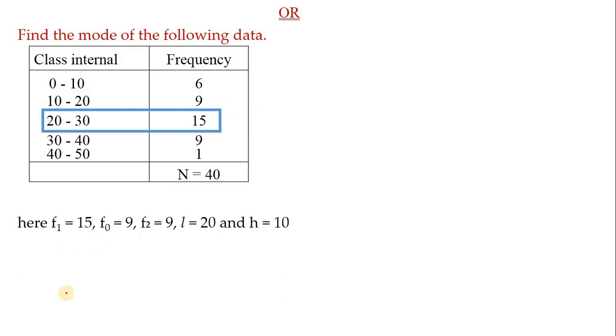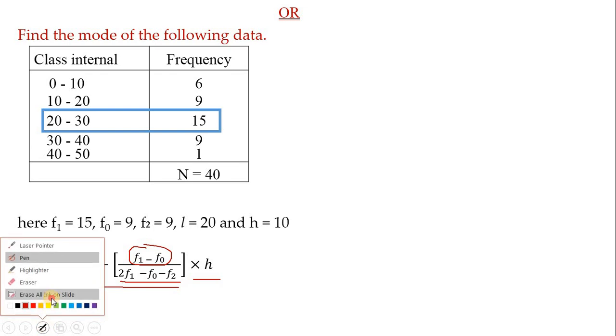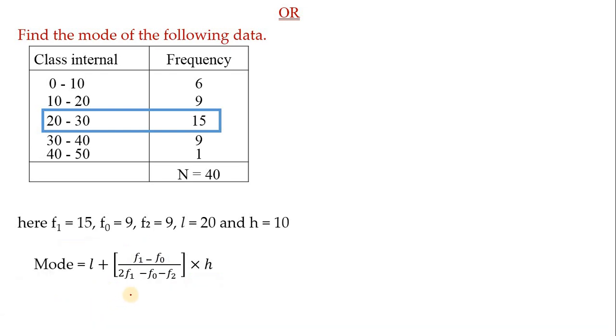Now, let us write the formula, substitute, and simplify. The mode finding formula is L plus (F1 minus F0) by (2F1 minus F0 minus F2) into H. Very important: in the statistics chapter, you have to learn all the formulas by heart.